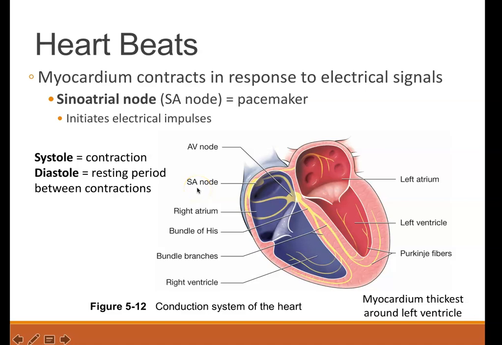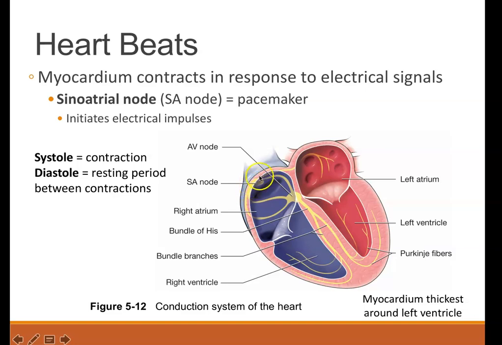This is just a bundle of nervous tissue that sends out a signal, a little electrical impulse, that then gets carried down and throughout the heart and really starts that chain reaction of heart contraction. So if the pacemaker is broken, then you end up with an arrhythmia. Your heart doesn't contract properly. So here's the sinoatrial node.